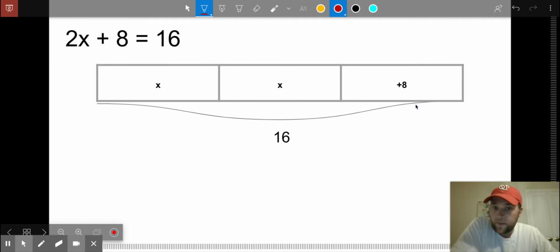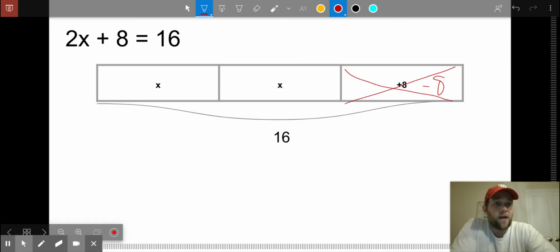Okay, so hopefully you've had some time to work this problem out. So let's just go through it and solve for our variable. So the first thing we have to do is we have to undo our plus 8 by using the inverse operation. Well, the inverse or the opposite operation of plus 8 would be minus 8. So I'm going to write it in here. And when you have plus 8 minus 8, they cancel out, so it's gone.